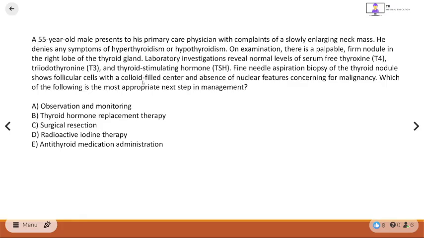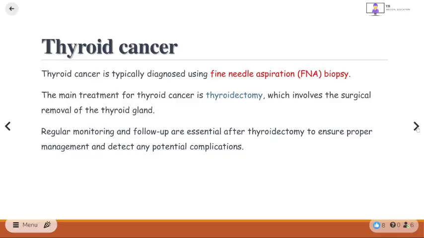Okay, let's see this case. A 55-year-old male presents to his primary care physician with complaints of a slowly enlarging mass. He denies any symptoms of hyperthyroidism or hypothyroidism. On examination, there is a palpable firm nodule in the right lobe. Yeah, that's a Step 2 question. About thyroid cancer.